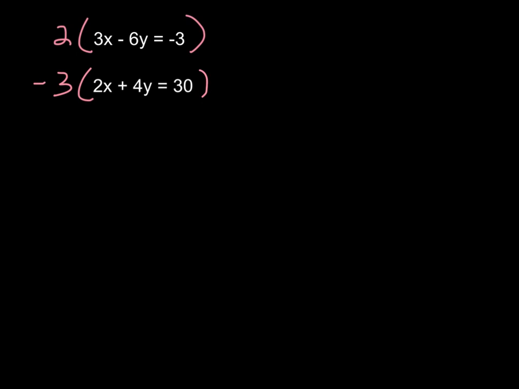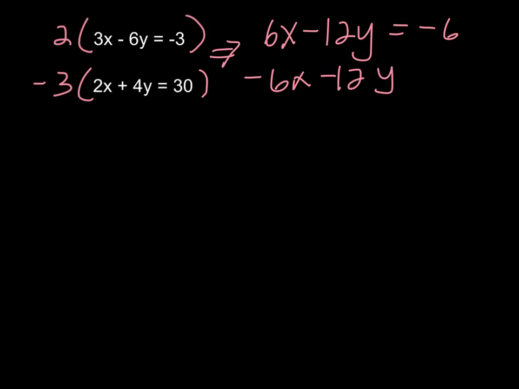Now, if you notice, really what I did, I took this value right there and I brought it down. I took this value and brought it up, but I did have to change the sign right here to make sure one of the numbers is going to become positive, the other one's negative. So multiply that whole top equation by 2: 6x minus 12y equals negative 6. And then we're going to take that whole bottom equation and multiply it by negative 3. And here's what you get.